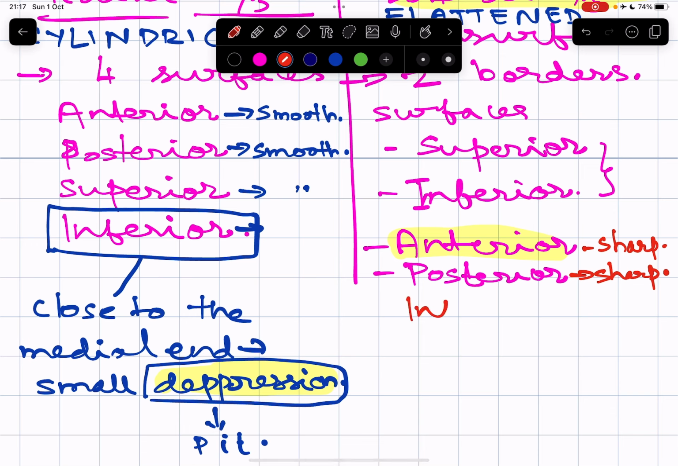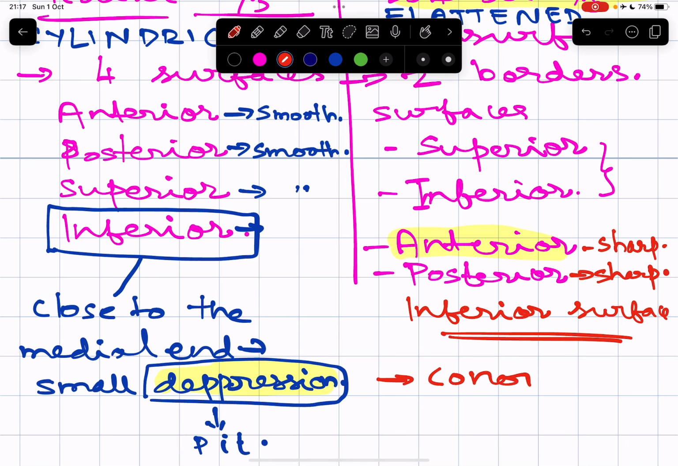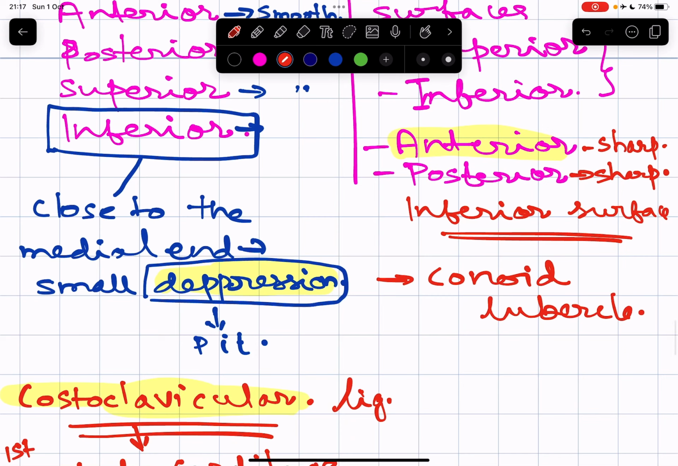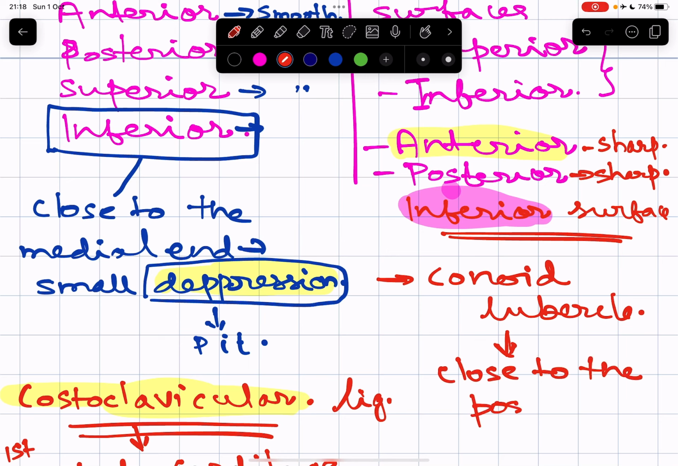The inferior surface of the lateral one third also presents a special feature. The inferior surface presents a cone-like projection which is known as the conoid tubercle. This conoid tubercle is present on the inferior surface, very close to the posterior border. So the conoid tubercle is present on the inferior surface of the lateral one third of the shaft of the clavicle, close to the posterior border.